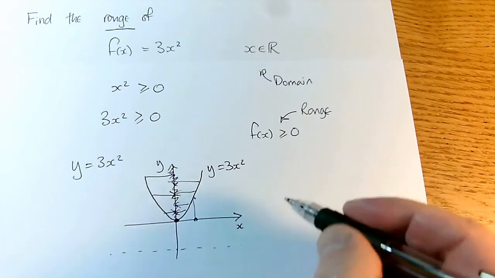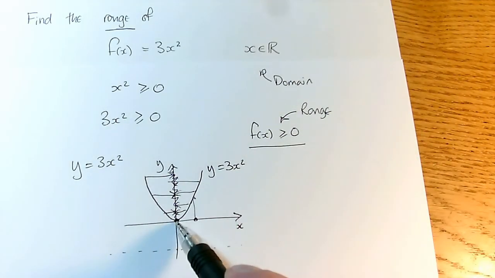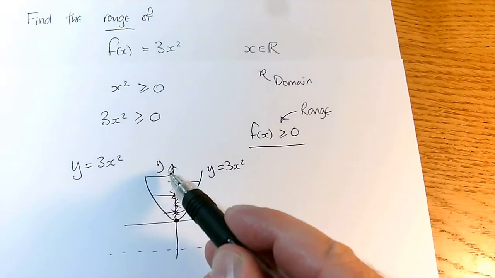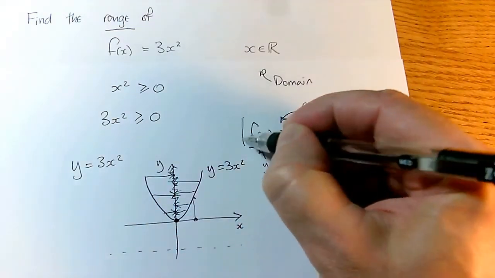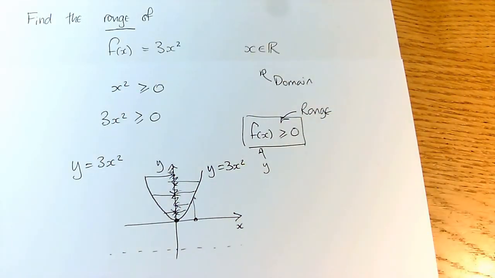So this is again telling me that the answers I get are the bits of the y-axis where y is greater than or equal to 0. And of course this f of x is the y. But we still write the range in the form f of x greater than or equal to 0.